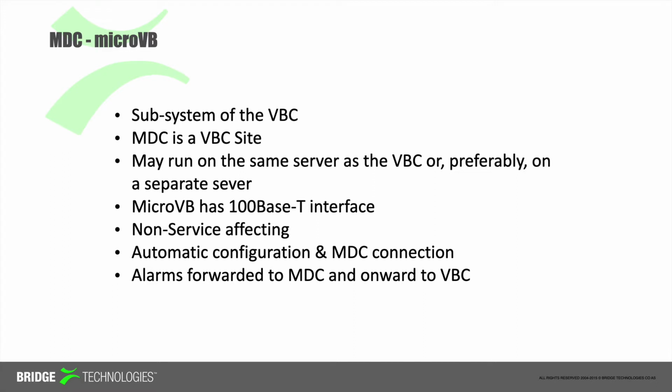So the Micro Device Controller is actually a subsystem of the VBC, the Video Bridge Controller. In fact, it actually appears as an MDC Site. It can run on the same physical server as the VBC, but preferably it should run on its own server. The MicroVB itself is a 100 base T interface device. It's very simple to configure, as it's already pre-programmed to contact the MDC as soon as power on is connected and an Ethernet cable. It will find its way through the network back to the MDC.